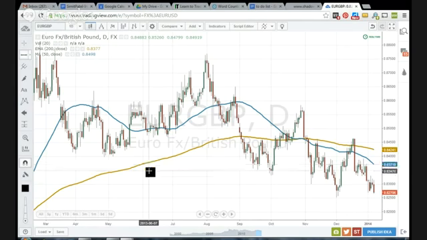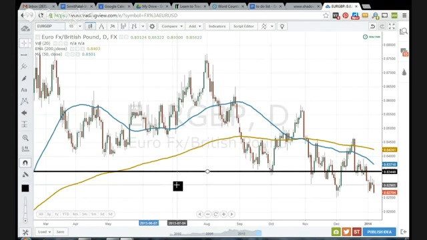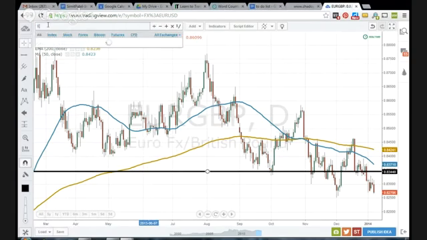But I think here is a level that will be the first. It needs to pull back to at least 83.45 before I could consider entering a short position. So nothing on Euro Pound at the moment.